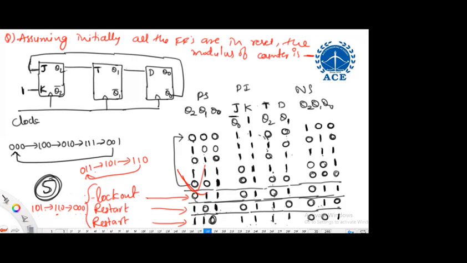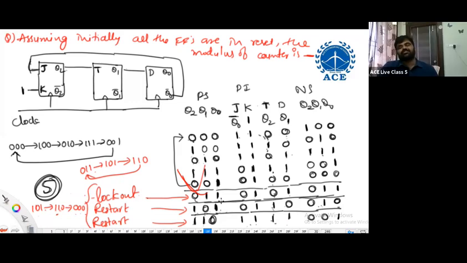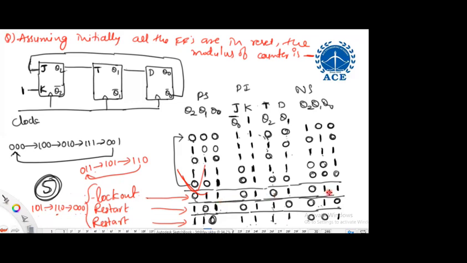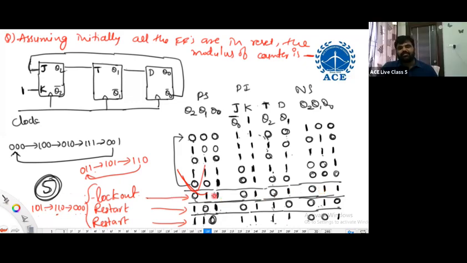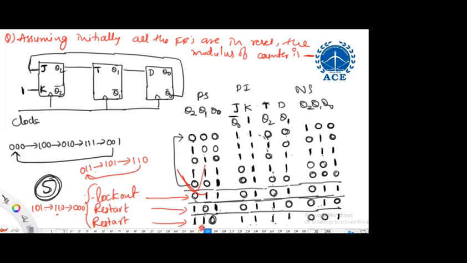So if lockout is given like 011 as the initial condition, then what will it be, sir? Lockout, right? Lockout only, sir. If the initial condition is 011, that's what I've been saying. If it is 011, it will be 011 only. Then the modulus will be 1. Okay, 1 state. Yes, sir. That's all, sir.